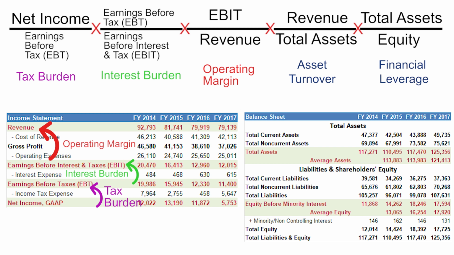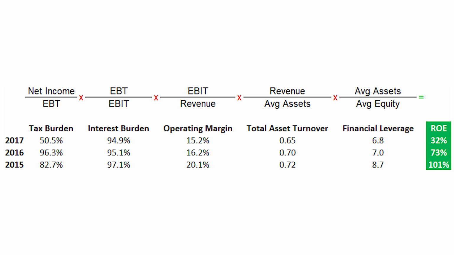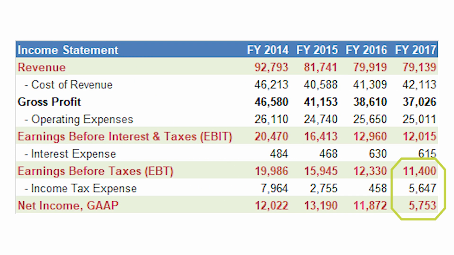We could also compare a company to its own history. Why has ROE changed? Since we have the last few years of numbers here, let's take a look at the changes. So in 2015, ROE was 101%. In 2016, it fell to 73%, and the calculation we already saw, in 2017, it was just 32%. When we look closer, we can see that the tax burden fell, which is negative for ROE. All these percentages here, the closer they are to 100%, the less impact they have on ROE. So at 50%, we can see that taxes took a huge chunk out of earnings before taxes.